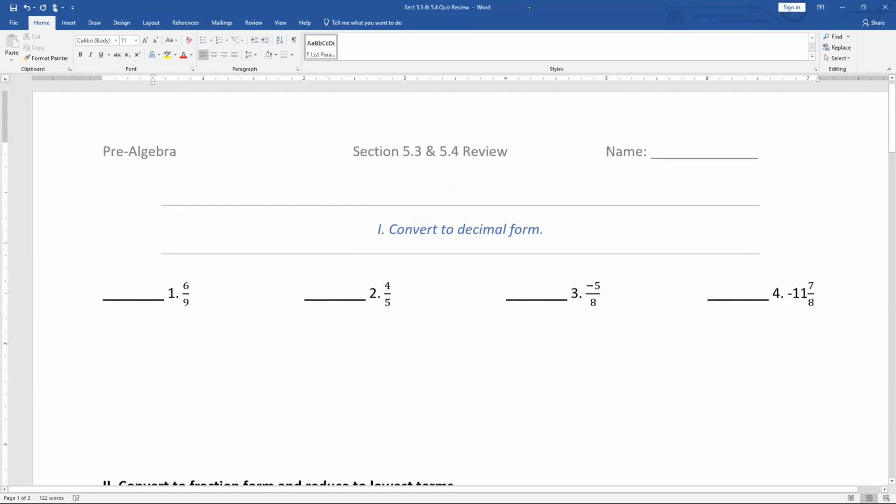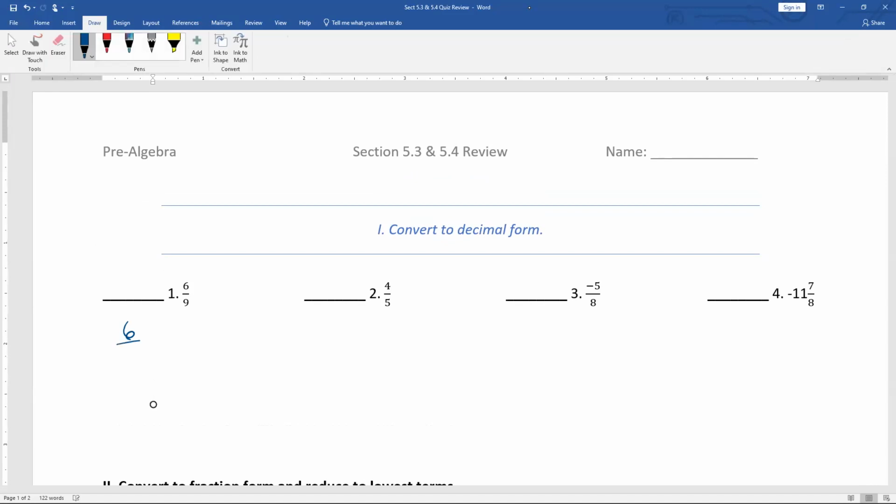Anyway, let's go ahead and do the review guide. So this first part, we are converting to decimal form. So we have 6/9. First I'm going to reduce it. 6 divided by 3, so that gives me 2/3. Now you might know that 2/3 is 0.6 repeating. If not, then go ahead and just do the division.